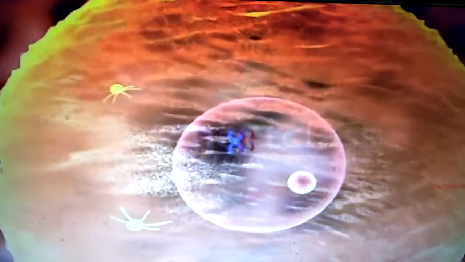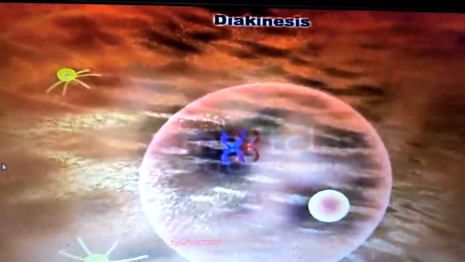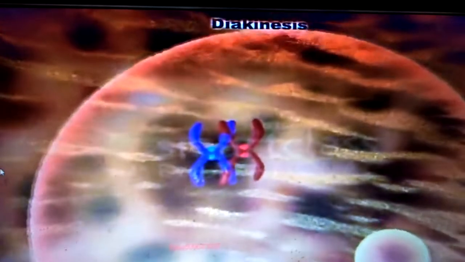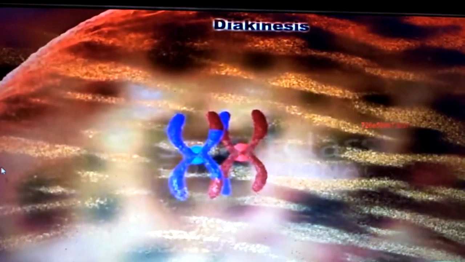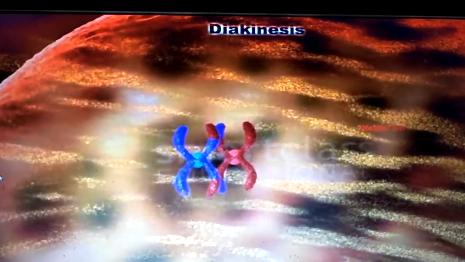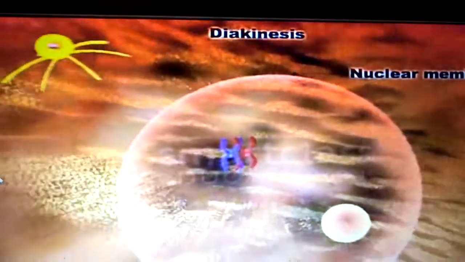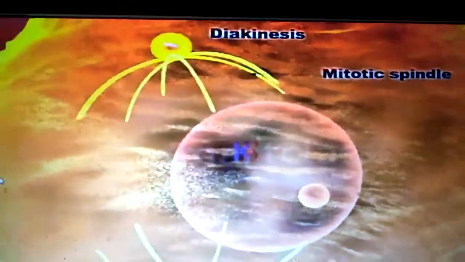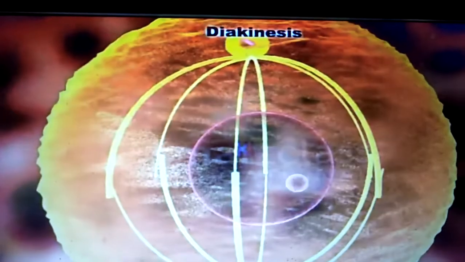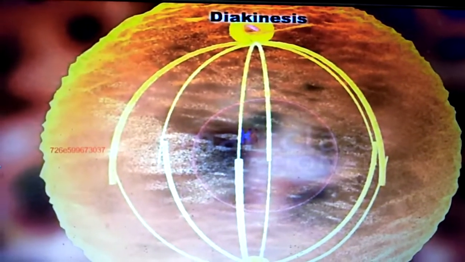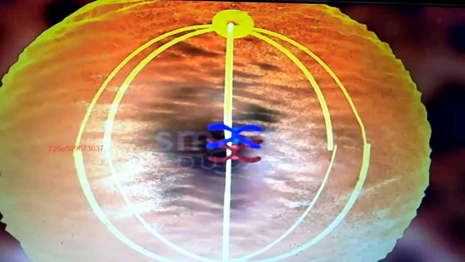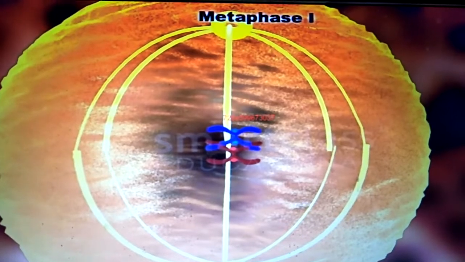Diplotene is followed by diakinesis, which is also the last stage of prophase 1. During diakinesis, the chromosomes are fully condensed, the nucleolus and the nuclear membrane dissolve, and the mitotic spindle begins to assemble. Prophase 1 is followed by metaphase 1.